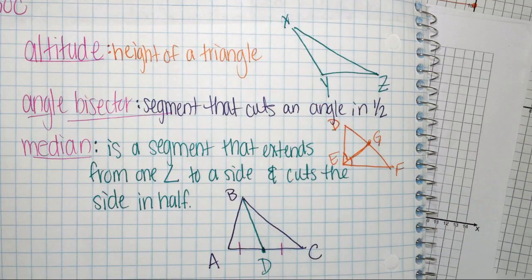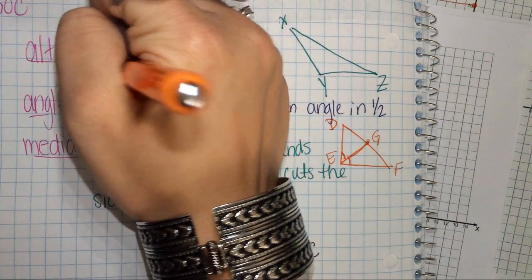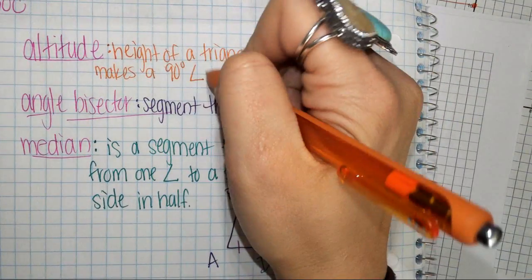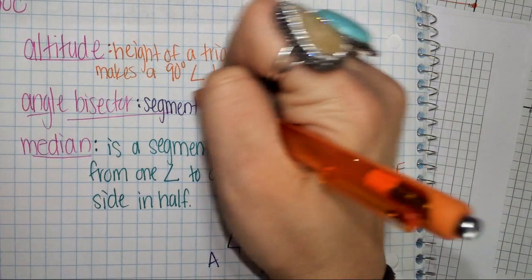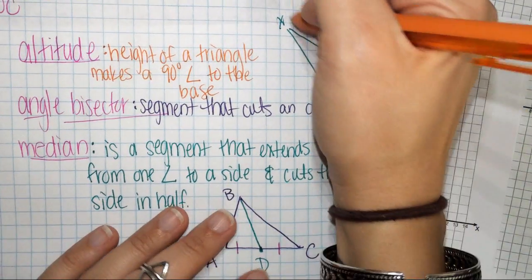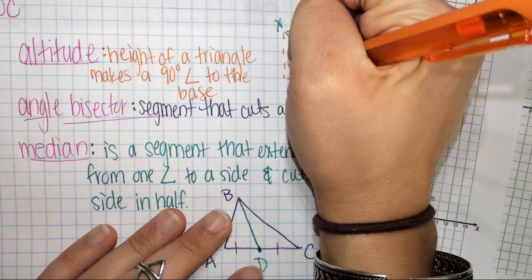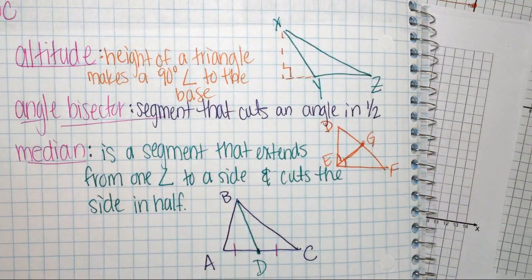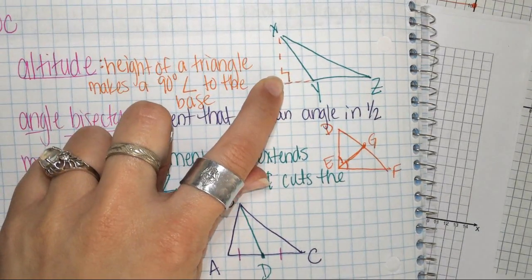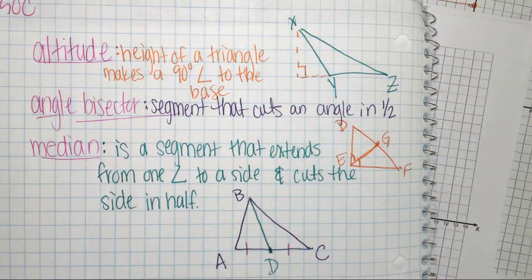Now, an altitude does a special thing on a triangle. It drops and makes a 90-degree angle. So the height of a triangle makes a 90-degree angle to the base. Now, if it's on the outside, it would look like this. This right here is the altitude of this triangle. It's the height. It drops down at a 90-degree angle, and we know that is how tall that triangle is.